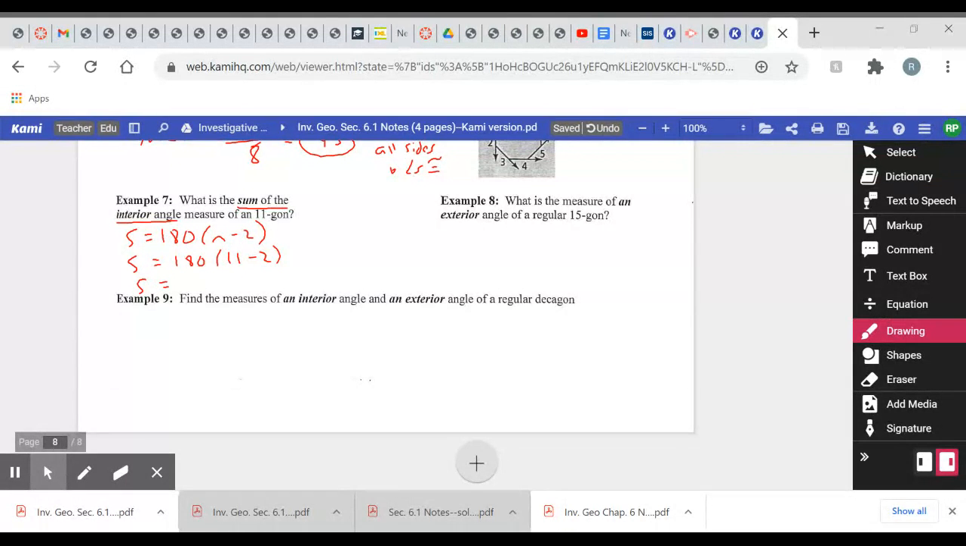Sometimes there's more than one way you can get an answer. There is another way I could do it, but to me, this is the easiest way to get the sum of the interior angles. So 11 minus 2 is 9, and if I multiply those, I get 1,620 degrees for the sum of the interior angles. Again, pay attention to whether they're asking for the sum of the interior angles or just one interior angle, because there's a difference.